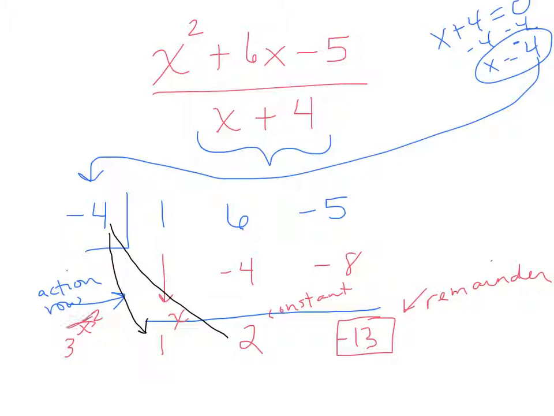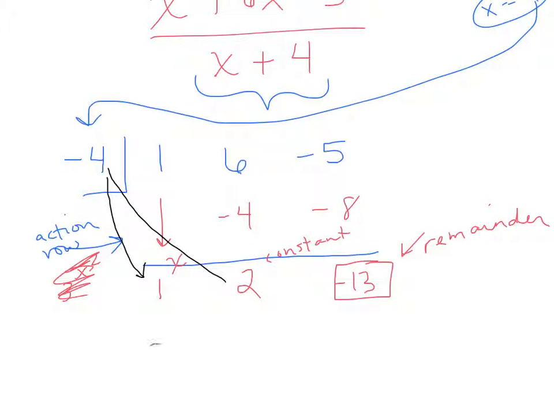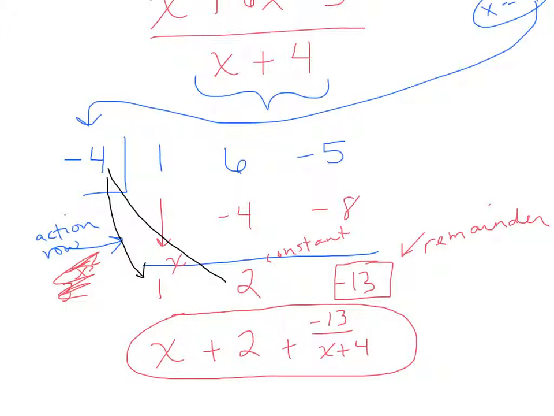Everything's in order. So your answer to this problem is 1x, which we write as just x. It's a positive 2, so you put plus 2. And then your remainder, negative 13. Now go back to the original problem to figure out what goes on the bottom of that fraction. You were dividing by x plus 4, so you put x plus 4. Your answers will look the same way they did in long division, but how you got there is better. That problem took a while because I was explaining, but when you're doing your own, they're going to just fly.